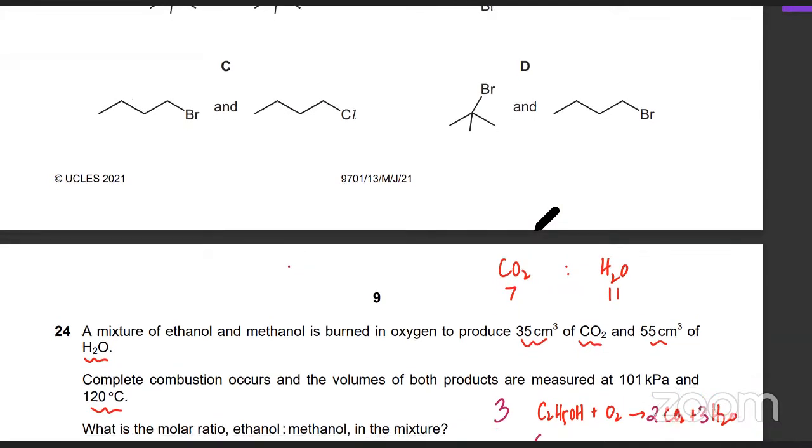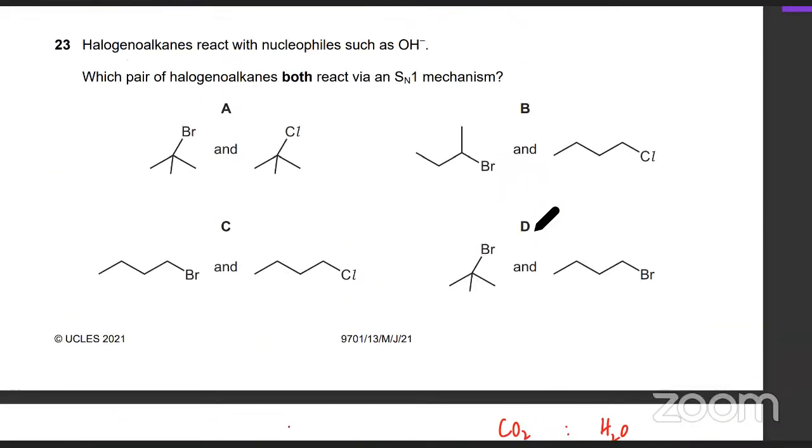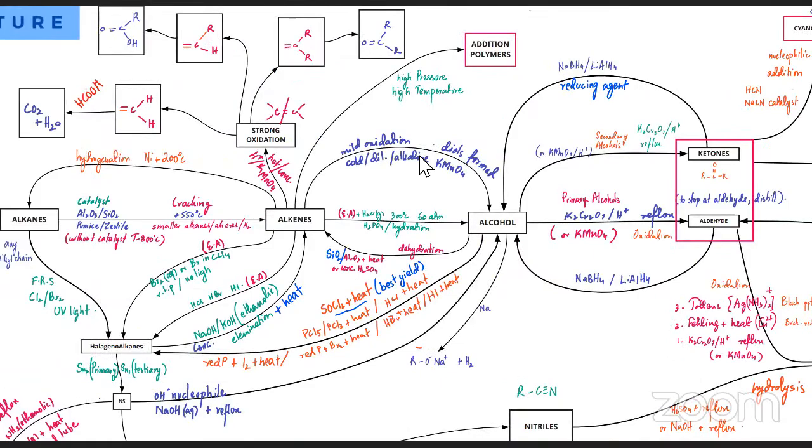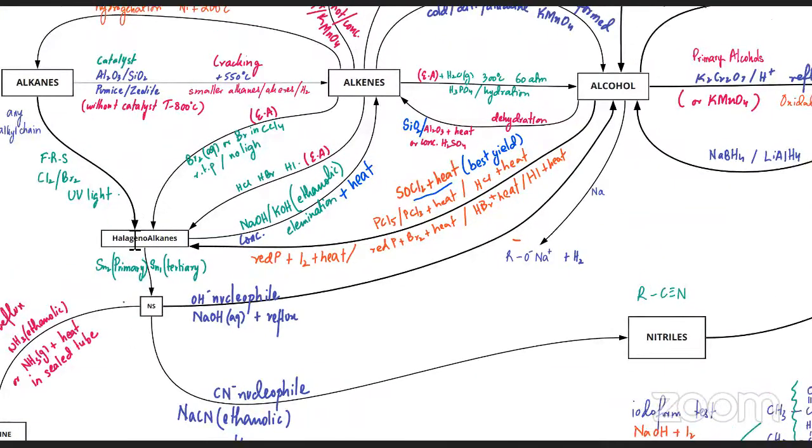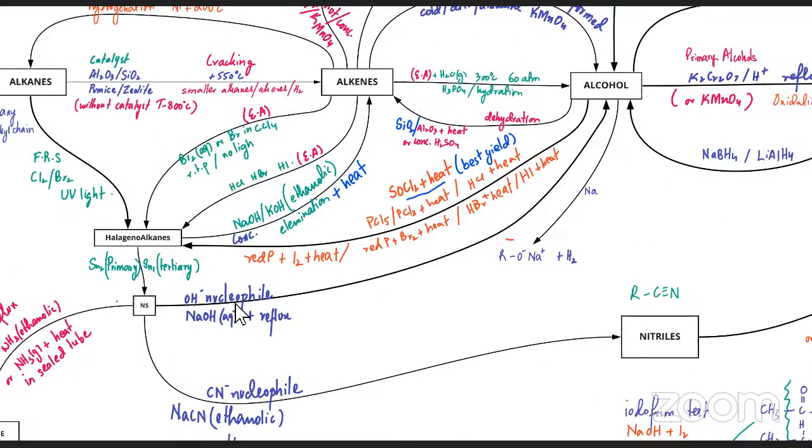Next one. Halogenoalkanes react with nucleophiles such as OH-. Which pair of halogenoalkanes both react via an SN1 mechanism? So which particular reaction is this one? Halogenoalkanes are going to produce alcohols. The halogen is going to be substituted by OH-, and it's an SN1 or SN2 reaction.